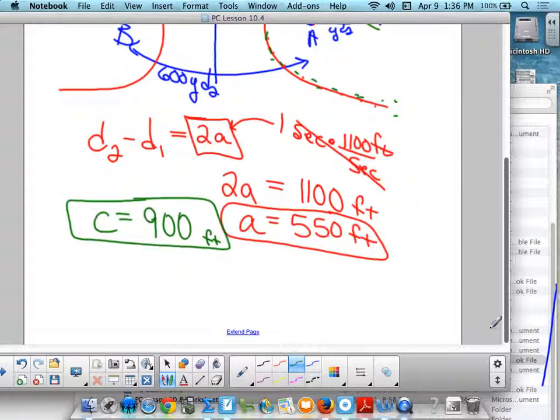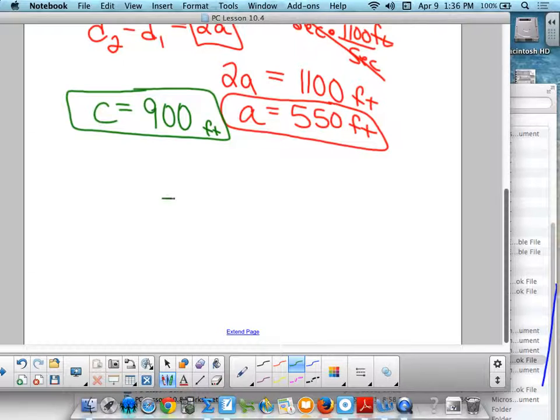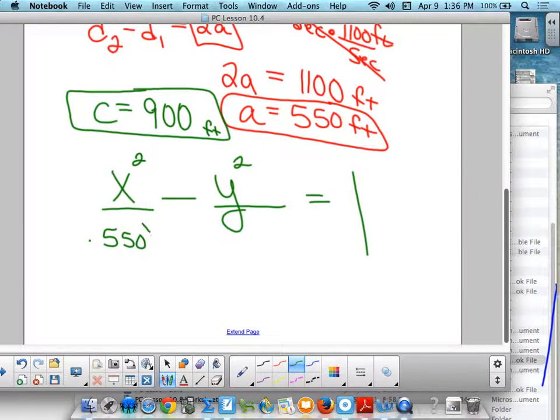So let's go write the equation. The transverse axis was what? Do I need to go back up there and show you? Transverse axis was what? Horizontal. What comes first if it's horizontal? X comes first, Y comes second. The center of the hyperbola was 0, 0. You don't have to worry about anything. Just go x squared, y squared. Okay, what do I put under the x squared? A squared. A is 550? Oh, well that's just 550 squared, right?